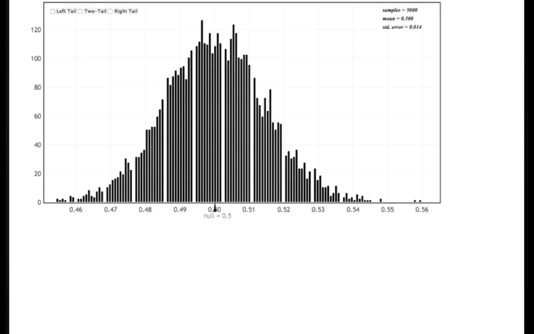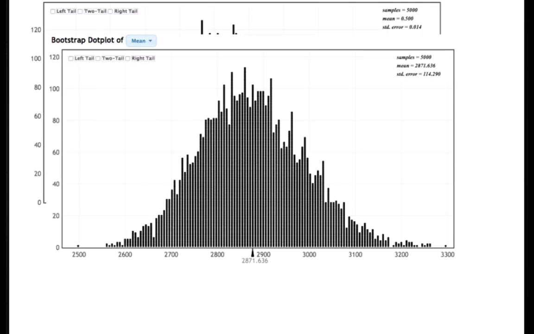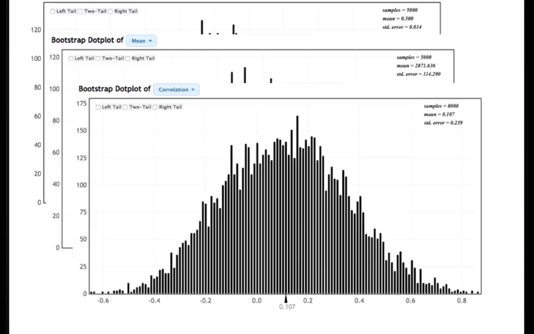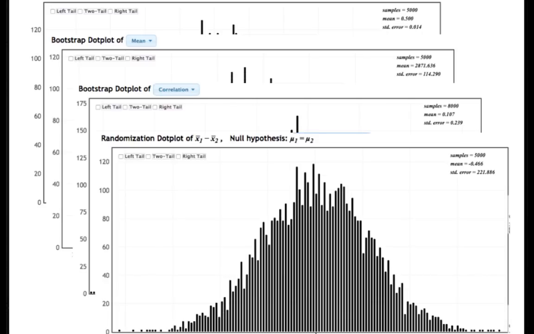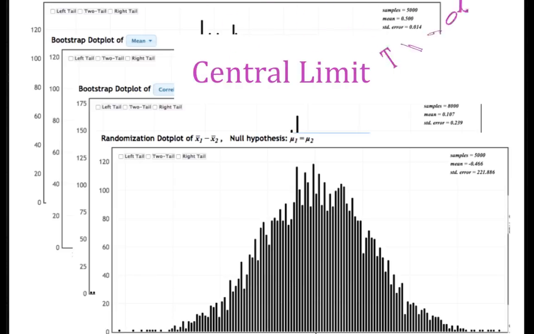Over the last few lessons, you've approximated sampling distributions using bootstrapping and randomization methods. You may have noticed that many of the distributions that you have constructed look similar to these. These are all similar to a normal distribution. This phenomenon is known as the central limit theorem. We'll learn more about this later in this video.